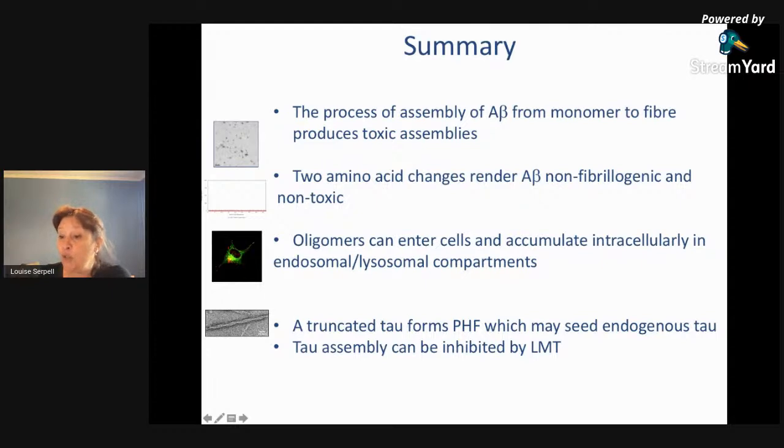And I also showed you a new model system, the truncated tau, that forms paired helical filaments, which may seed endogenous tau, so that might be something we could look at in cells, and that this tau assembly of this short peptide can be inhibited by this compound LMT.